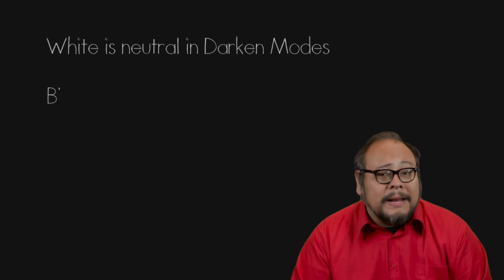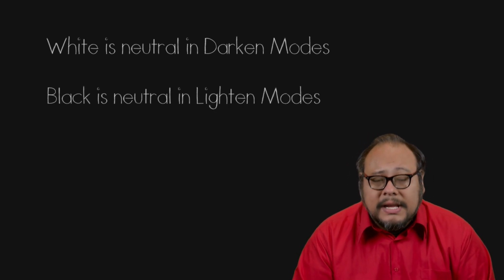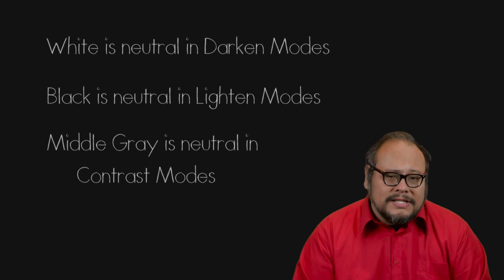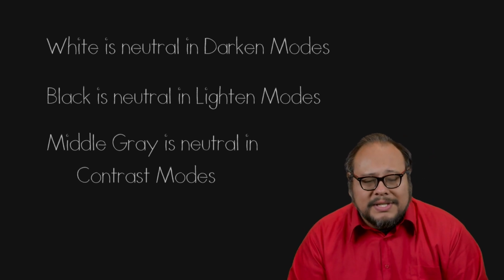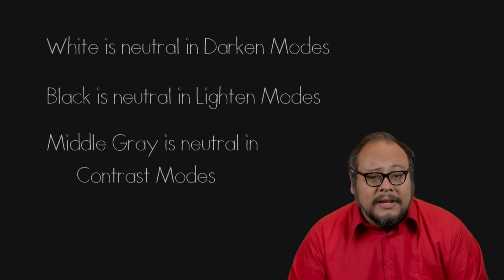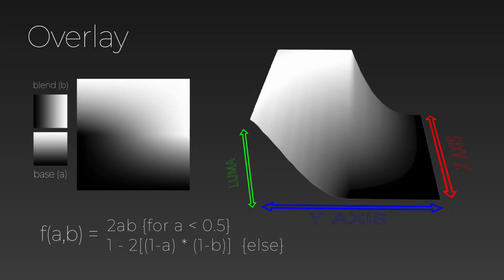The next set of modes are the contrast modes. Where white had no effect in the darken modes and black had no effect on the lighten modes, it is middle gray that has no effect in the contrast mode section. To see how this plays out, let's look at the first contrast mode, overlay.